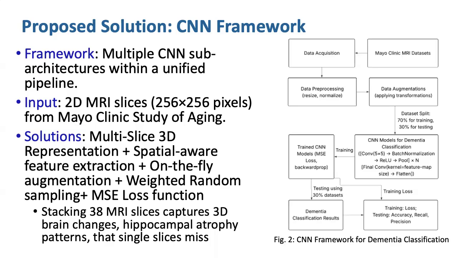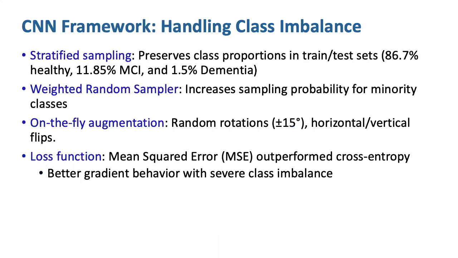We also apply on-the-fly augmentation and weighted random sampling that we use for the class imbalance that we have in our data set. We also use the MSE loss function. In our data set we have a huge class imbalance: 87% healthy, 12% mild cognitive impairment, and only 1.5% dementia. So we use stratified sampling so that our training set and testing set have the same proportion.